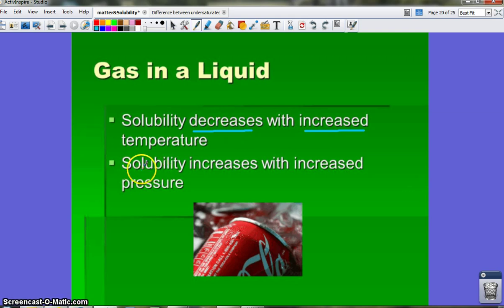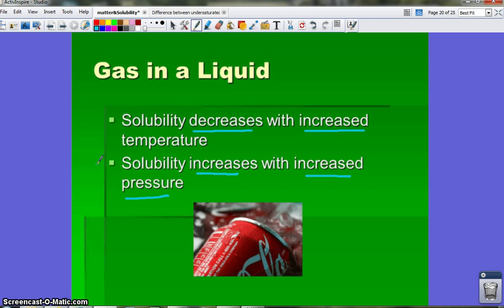And the solubility will increase with increased pressure. Now, if you think about it, you pop open a can of soda, and you hear that sound of pressure being released when you pop the can open. You take the first sip and it tastes real good.